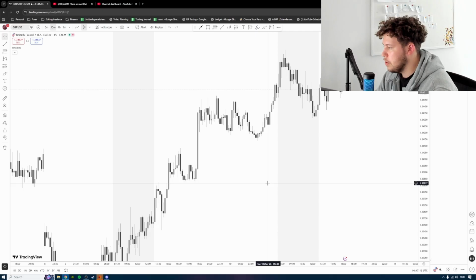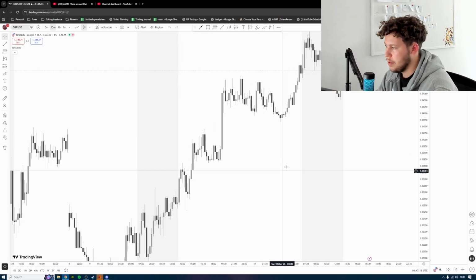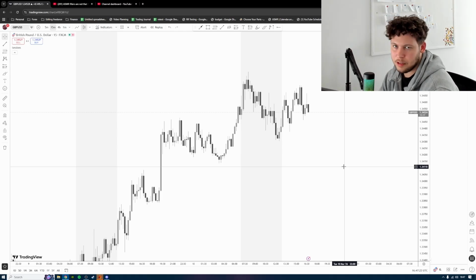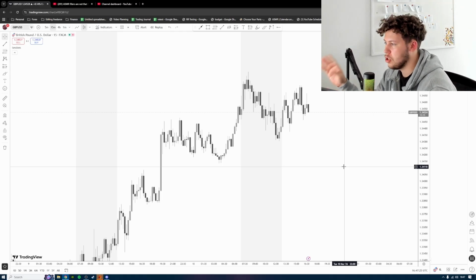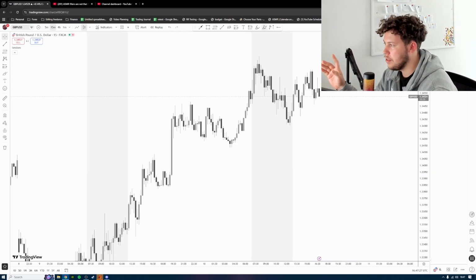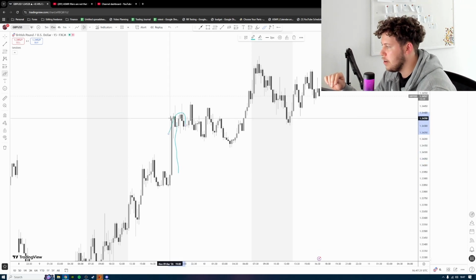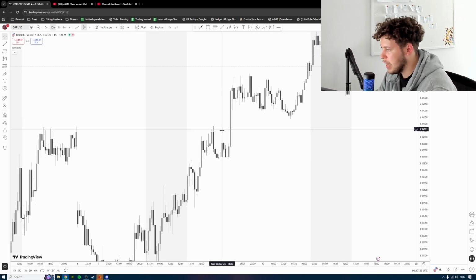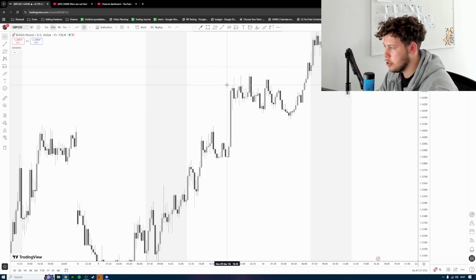Now, in terms of that break of structure, you want to look for key candles. That's the second point. When it breaks structure, what does that look like? For example, if you get a break of structure like this with this candle to the upside, that visually looks like a very strong break. It's a massive push to the upside. It breaks above the high and it's closing well above the high.